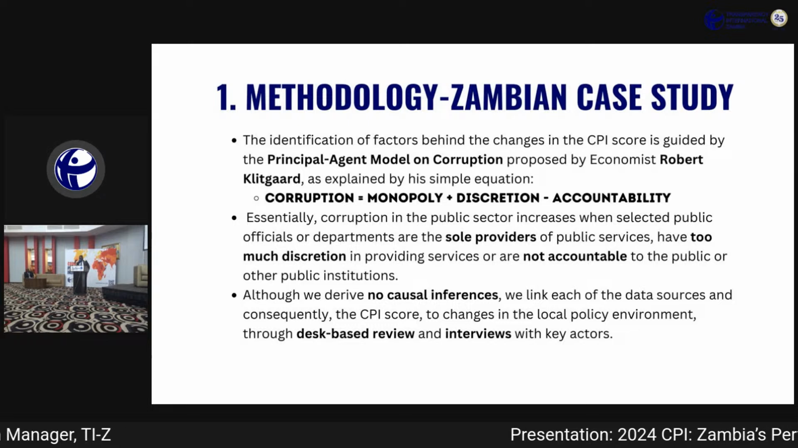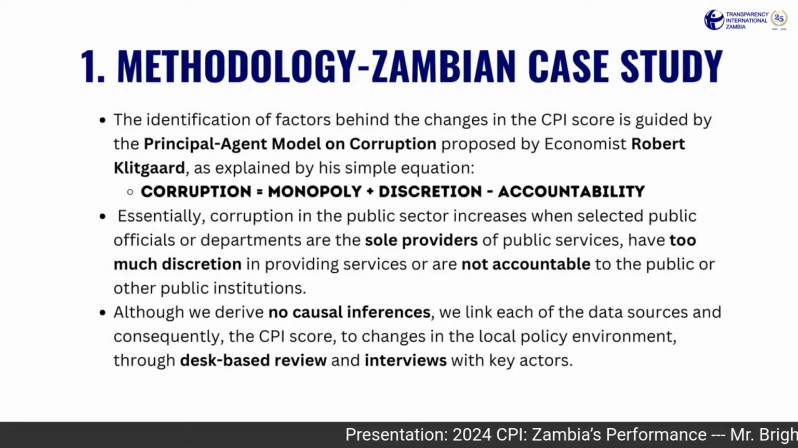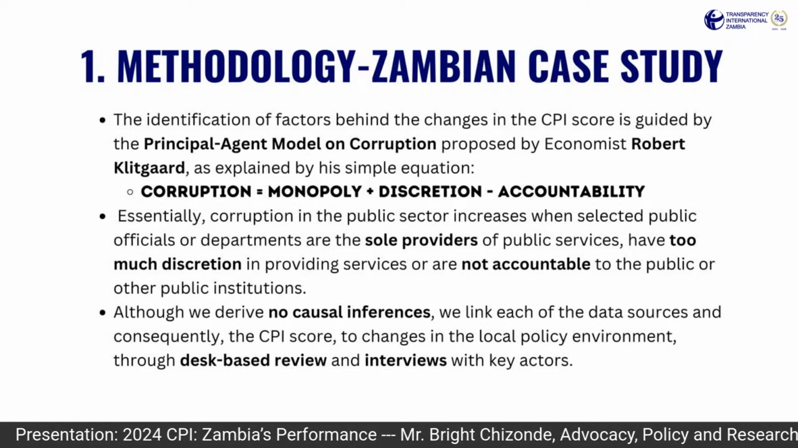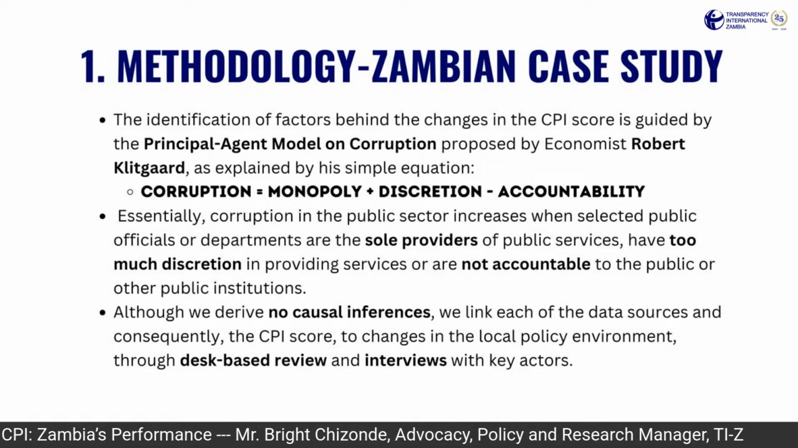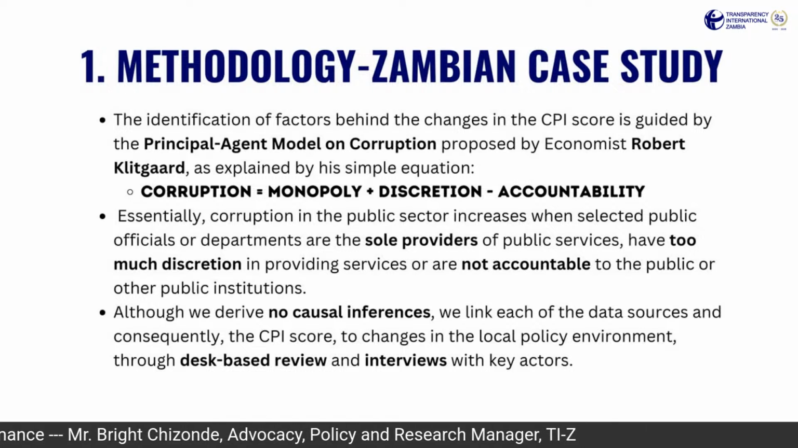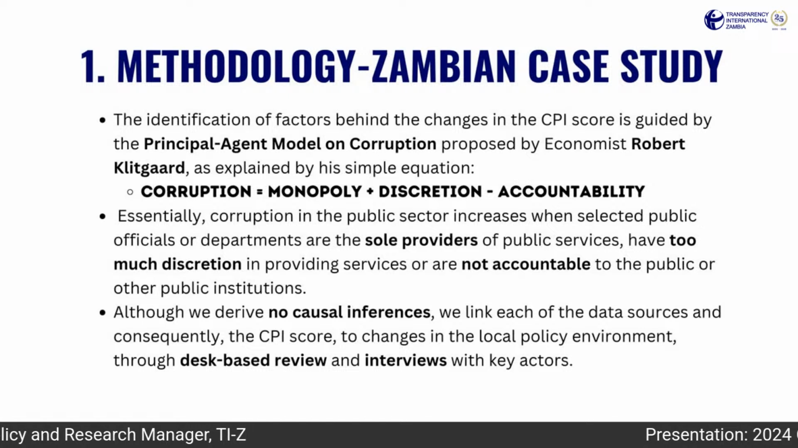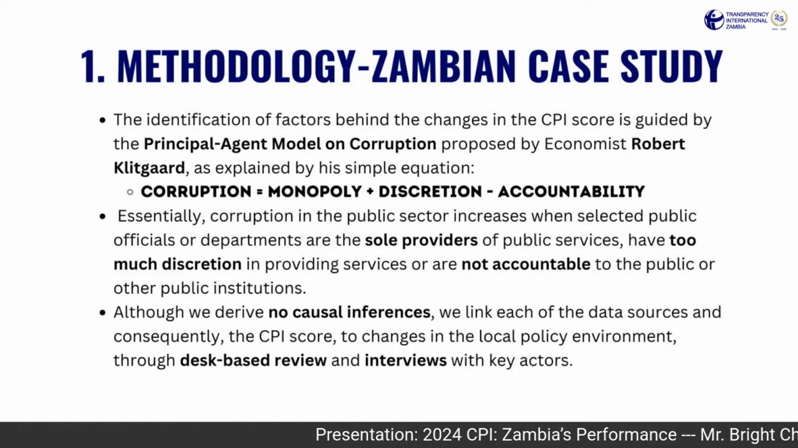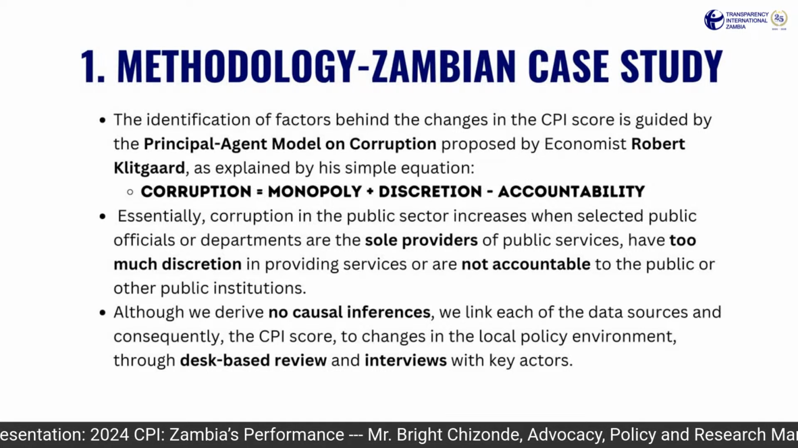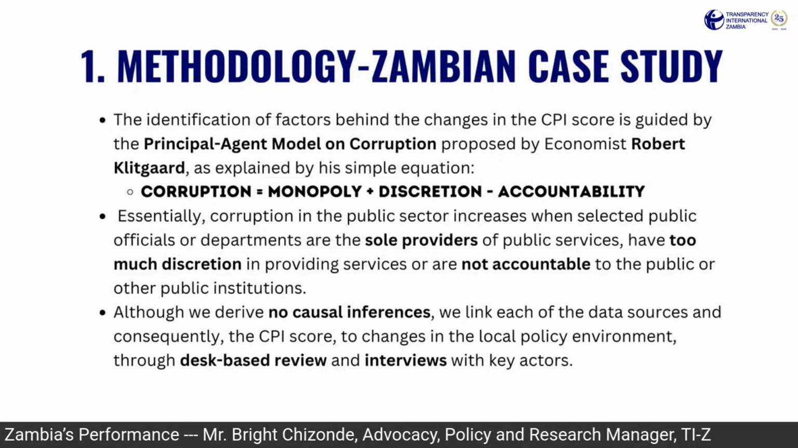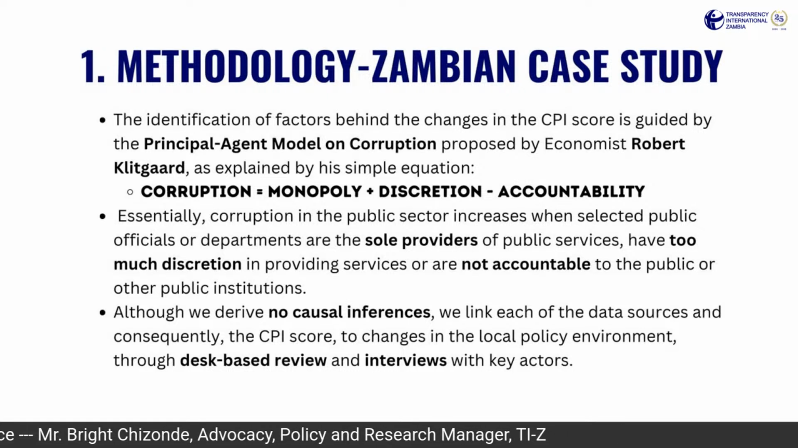So the identification of factors behind the changes in the CPI score is guided by the principal agent model on corruption that was proposed by Robert Klitgaard. The model simply explains that corruption equals monopoly power plus discretion minus accountability. So essentially, corruption in the public sector increases when selected public officials or departments are the sole providers of public services, or have too much discretion in providing services, or are not accountable to the public or other public institutions. So we look at those different dimensions.